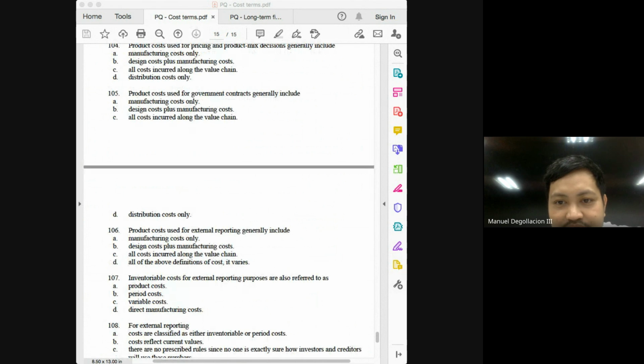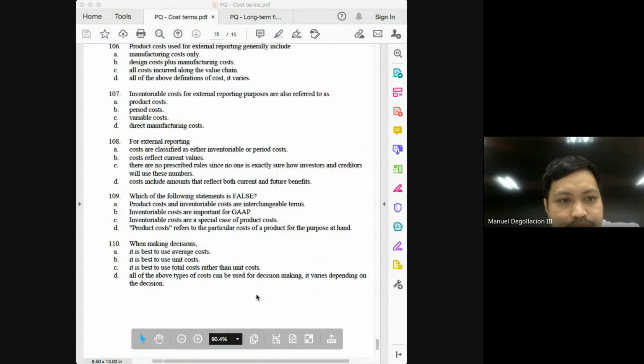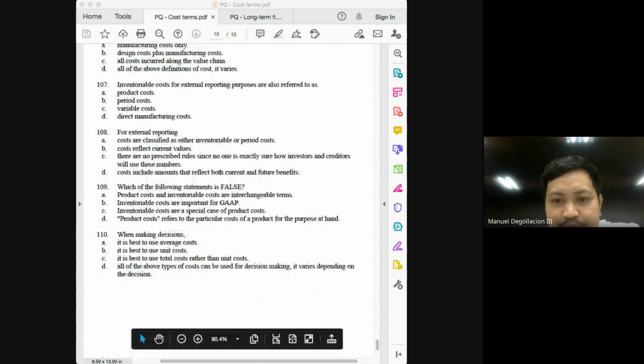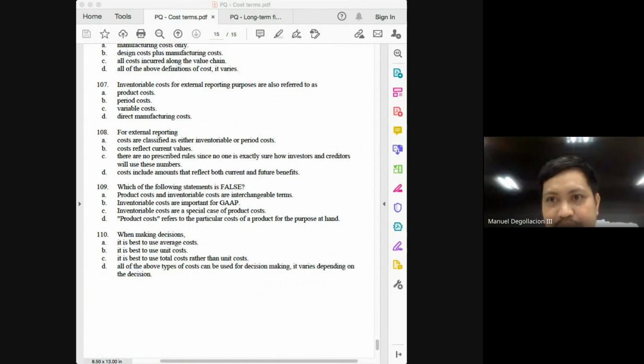105, product costs used for government contracts generally include design cost plus manufacturing. 106, product costs used for external reporting generally include manufacturing cost only. 107, inventoriable costs for external reporting purposes are also referred to as product costs. 108, for external reporting, the answer here would be costs are classified as either inventoriable or period cost. 109.